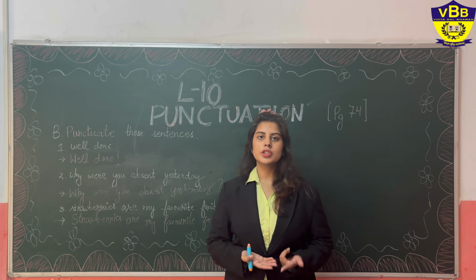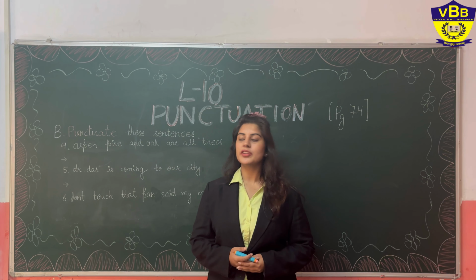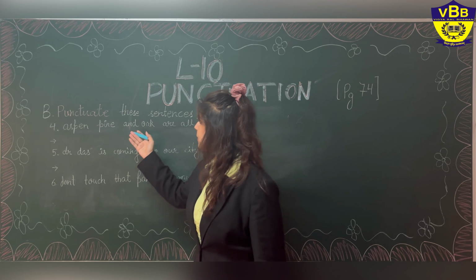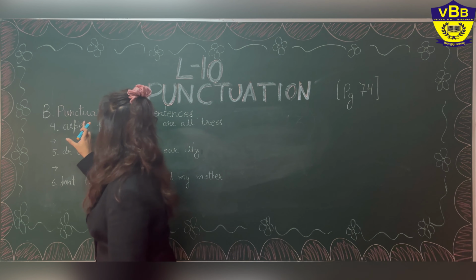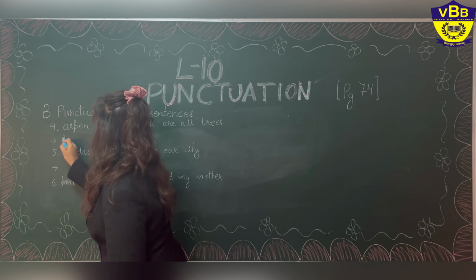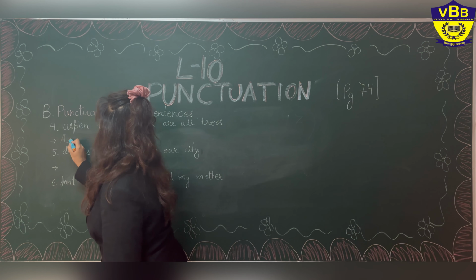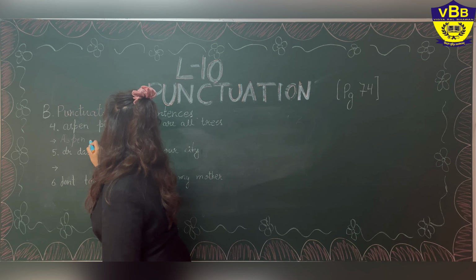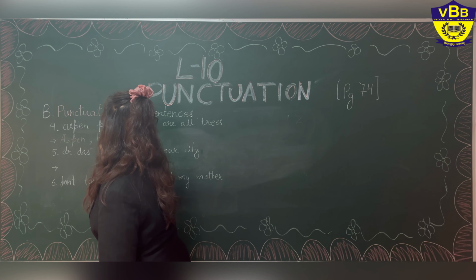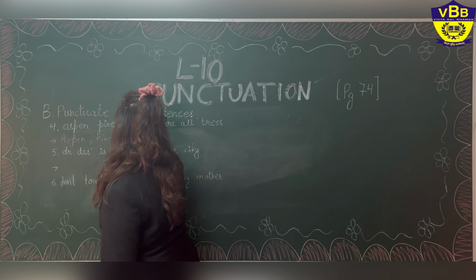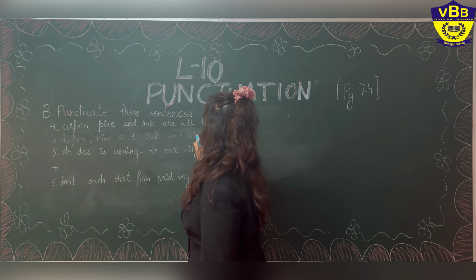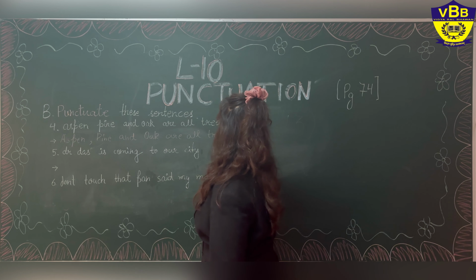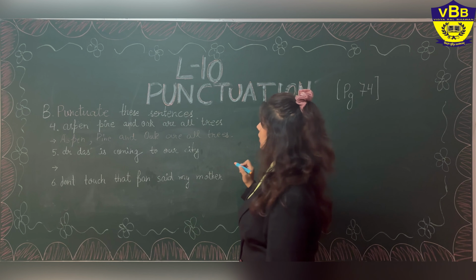Let's move to question number 4. So students, let's get started with part 4. Aspen, pine and oak are all trees. What you have to do is, these are aspen, pine, oak. These all are proper nouns. So we have to write the first alphabet capital. Aspen, A, S, P, E, N, comma, P, I, N, E, pine, and O, A, K, oak, are all trees. And we have to put a full stop after that.